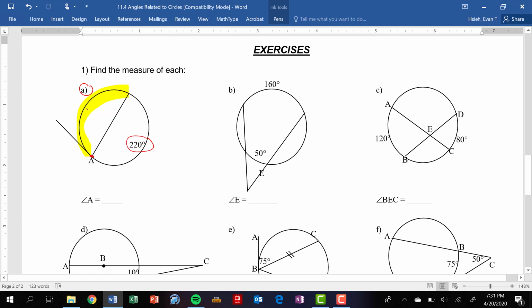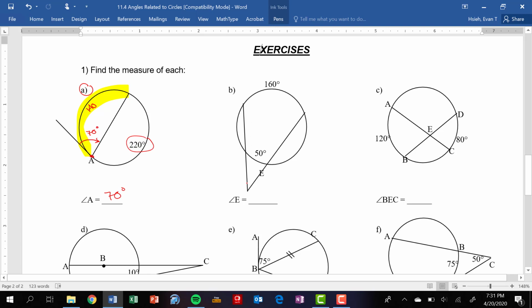So I know that this must be 140 degrees, because together they have to add up to 360 degrees. So the intercepted arc that the Pac-Man is eating is 140. That makes this half of it, or 70 degrees. So this is just going to be 70 degrees.